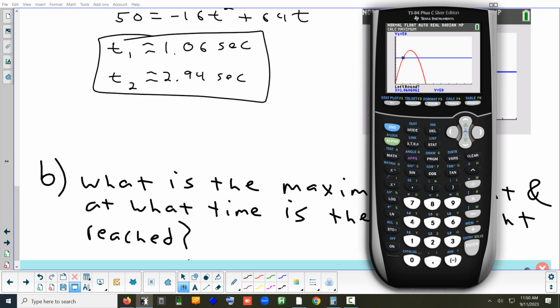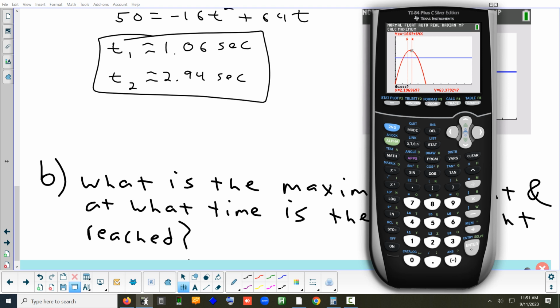And are we finding the maximum of what's in blue or what's in red? Red. So right now I'm on the wrong thing. If you press the up or down arrow, it'll switch the graph you're on. And now I'm on the correct graph. Now it's going to ask you 3 questions. First thing it asks you is pick a point that you know is to the left of the maximum. Hit enter. Pick a point that's to the right of the maximum. Hit enter.